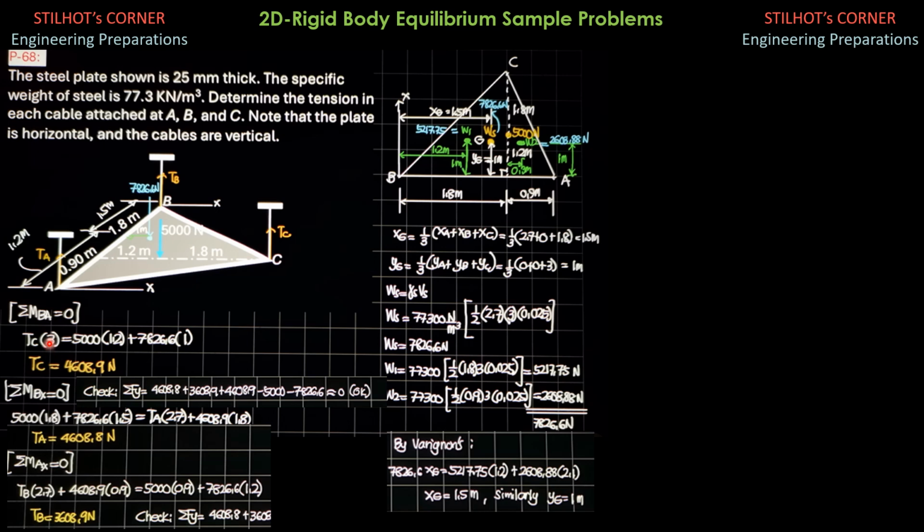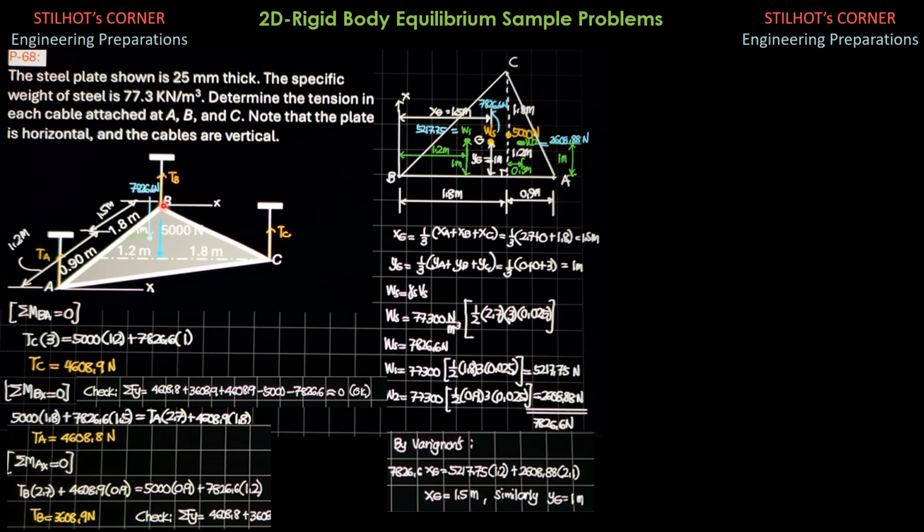T sub C times 3 equals the moment of 5,000, which is 5,000 times 1.2, plus the moment of the weight 7826.6, and that is 1 meter from B. That's 1 meter from line AB. So tension at C is 4608.9 newtons.